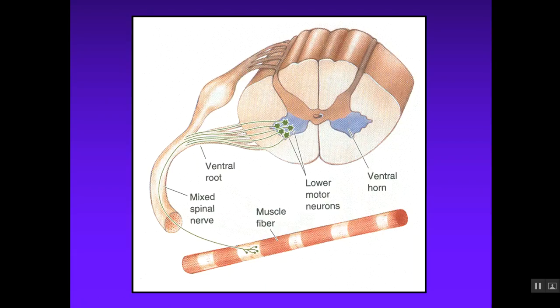So this is just showing you a bunch of anterior horn cells sitting there with their axons exiting out the little rootlets, eventually into the ventral root, and then into our mixed spinal nerve, which contains sensory information and autonomic fibers if it's in the thoracic to lumbar area, and then eventually going to a specific muscle fiber. Okay.